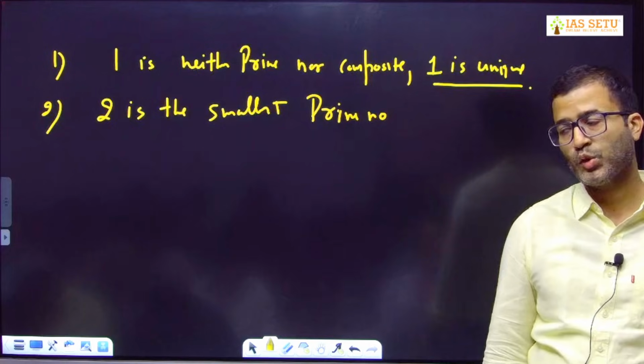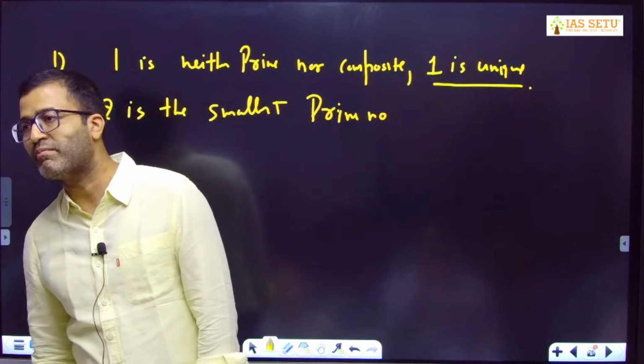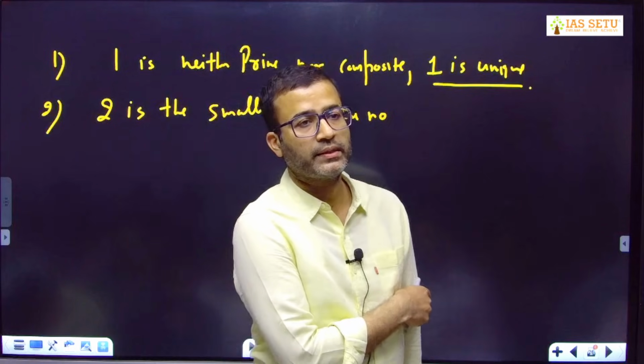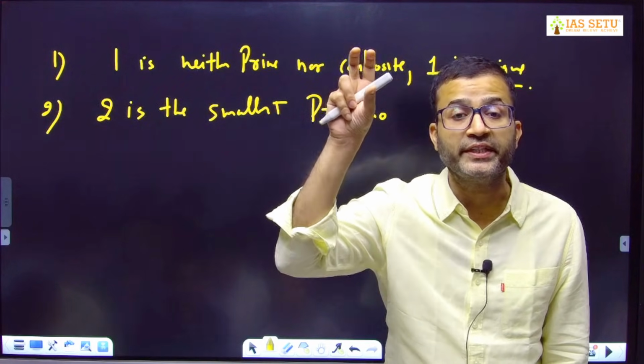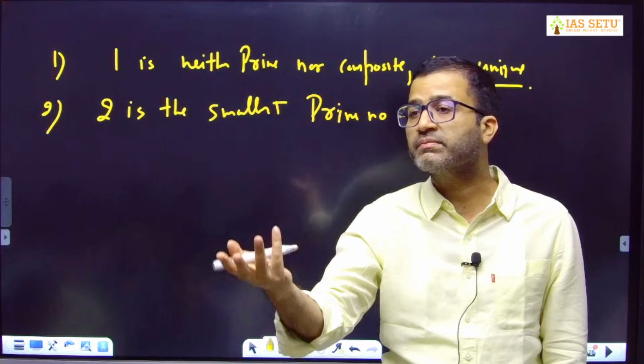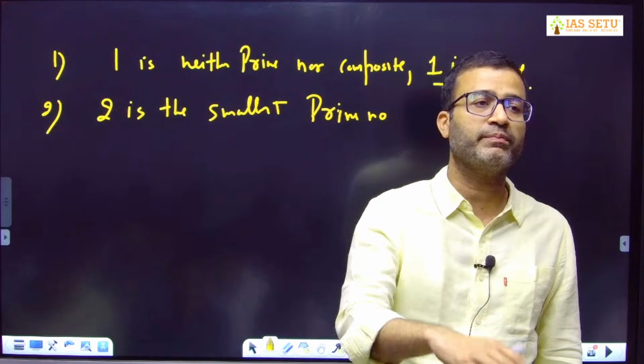Two is the smallest prime number. Some students ask, sir, whether -2 can be taken as a prime number. Check your conceptual clarity. What is the first condition? It should be a natural number. Since -2 is not a natural number, there is no question of considering it prime or composite.